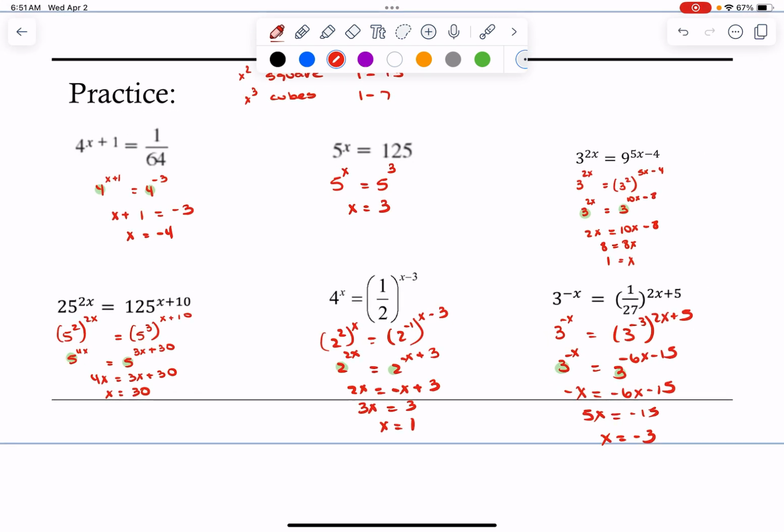And that is the lesson. And you can always go back and check your work. You can plug it back in and see what you get. And they should be equivalent to each other. Okay, good job.